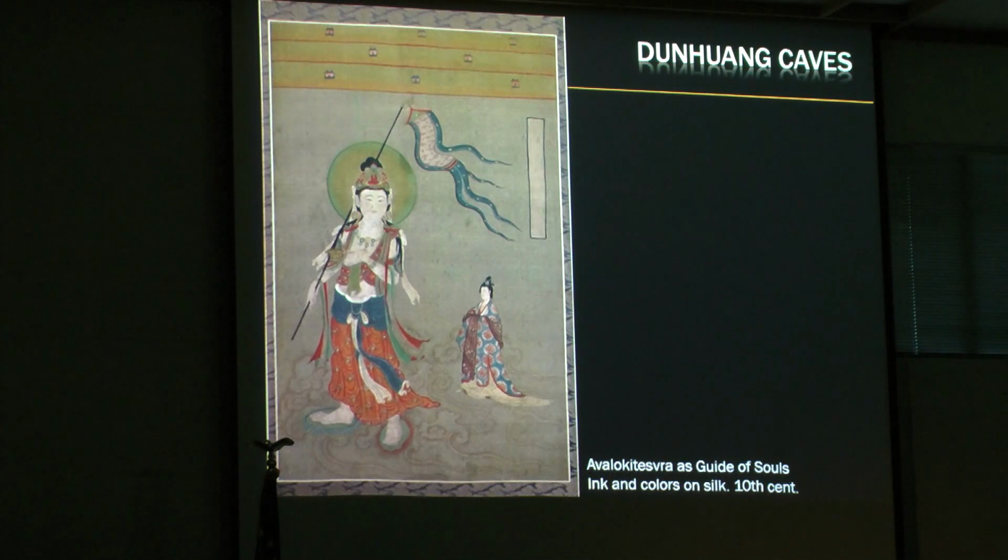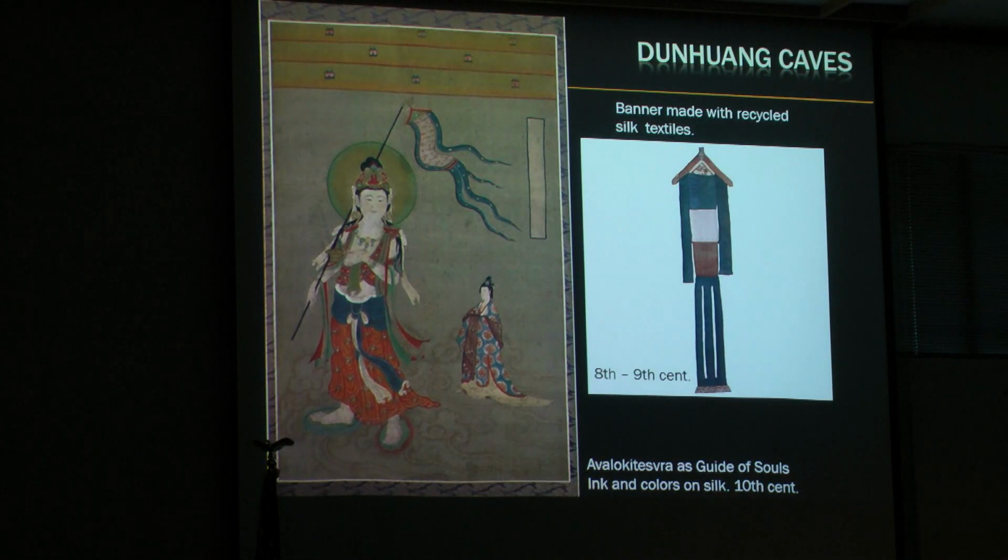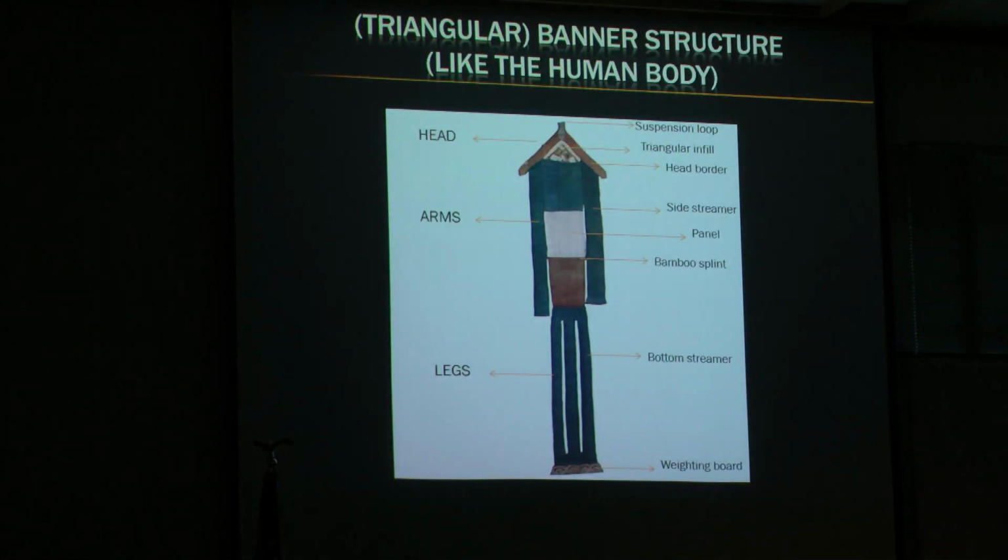Here we have Avalokiteshvara as guide of souls, who is holding a triangular banner, as you can see. Like the type produced and found in the caves during the Tang dynasty. This is just one of the many. This material today is in London, mainly in the British Museum and the Victoria and Albert Museum, some also in New Delhi, and some other pieces at the Musée Guimet in Paris. The banner is particularly interesting because it is made in the shape of a human body, with the head, arms, and legs supported by bamboo materials.